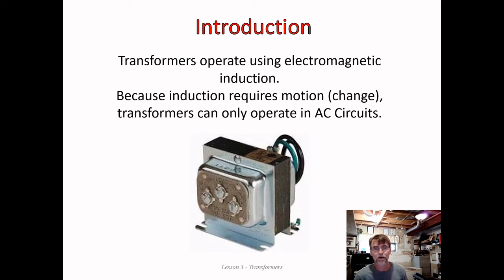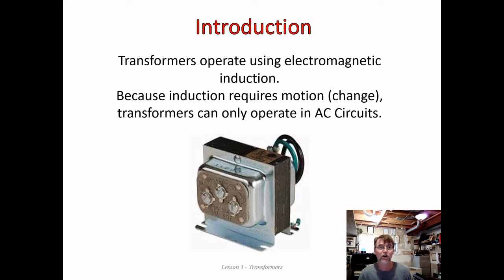Transformers operate using electromagnetic induction, which was lesson 2. Because induction requires motion, transformers only work in AC circuits. There are no moving parts in a transformer, right? You look at the big one in the previous picture, you look at the little one here, there are no moving parts. So where do we get that motion that's required for induction? That's the AC power supply.